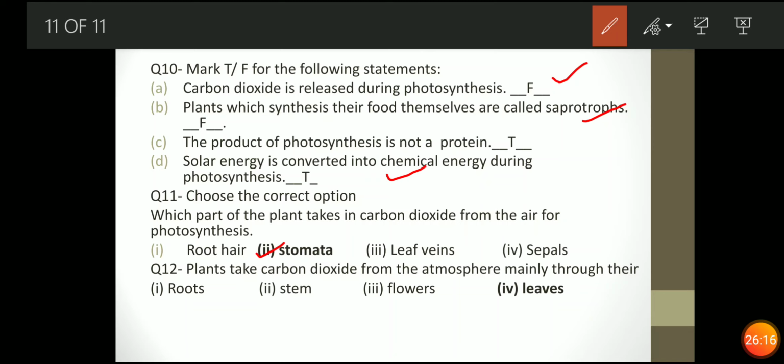नाउ प्लांट्स टेक कार्बन डाइऑक्साइड फ्रॉम द एटमॉस्फेयर. प्लांट्स कार्बन डाइऑक्साइड लेते हैं एटमॉस्फेयर से मेनली थ्रू देयर, किससे लेंगे? दैट इज योर लीव्स.